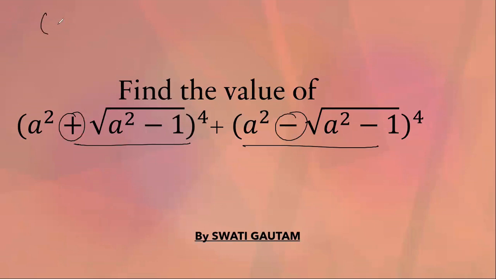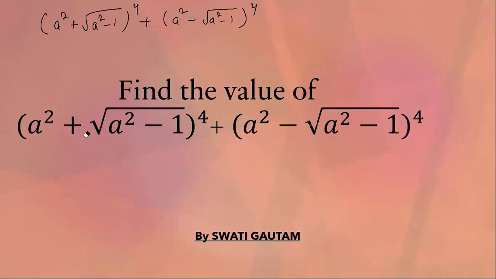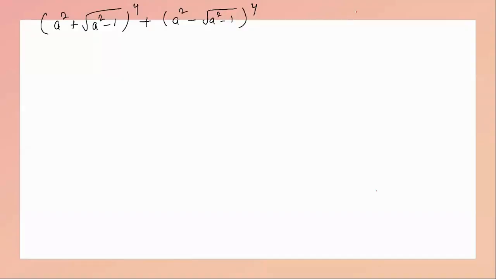So let's write down the question. It is (a² + √(a² − 1))⁴ + (a² − √(a² − 1))⁴. So this is the question basically. Let's move to the free page so that we can write it very nicely.